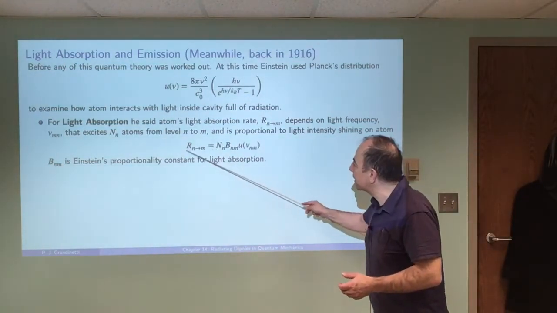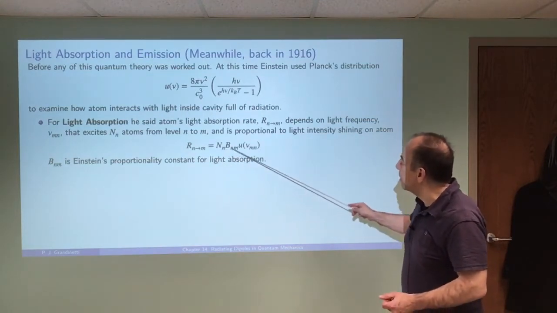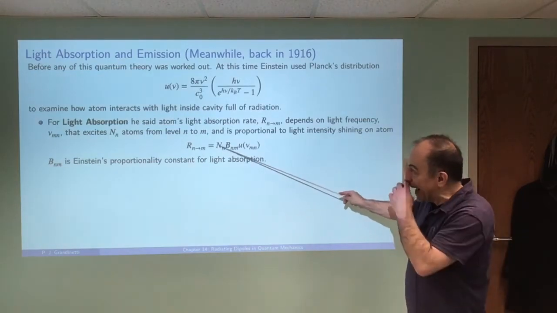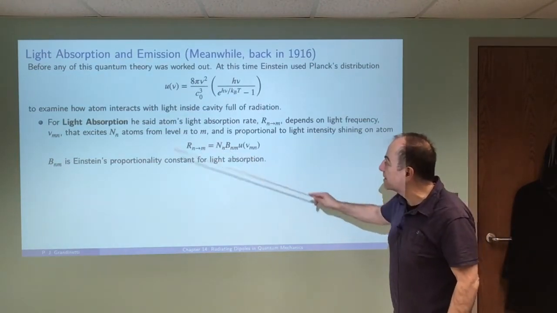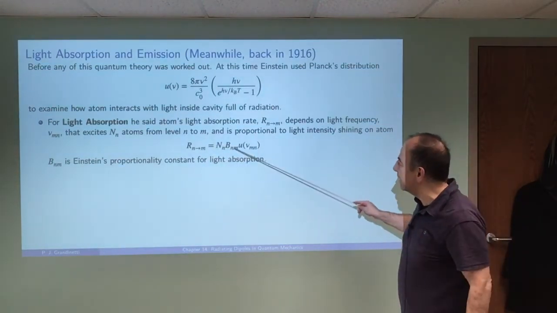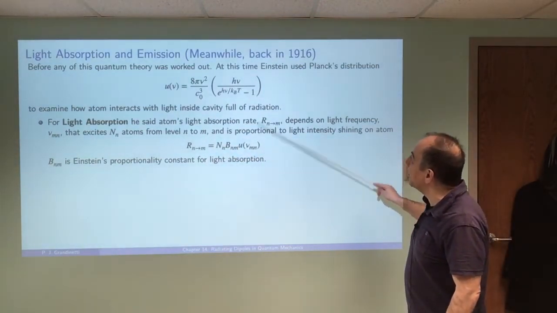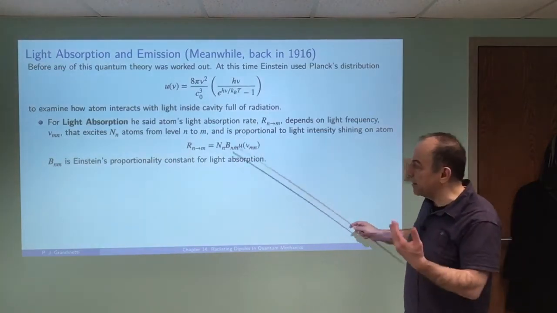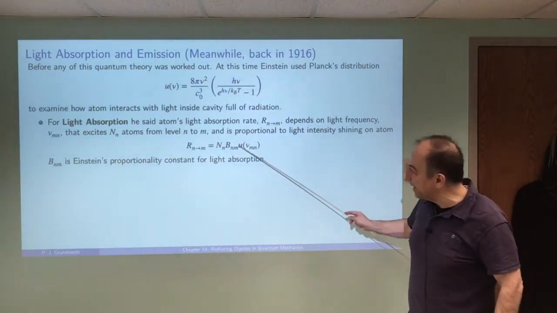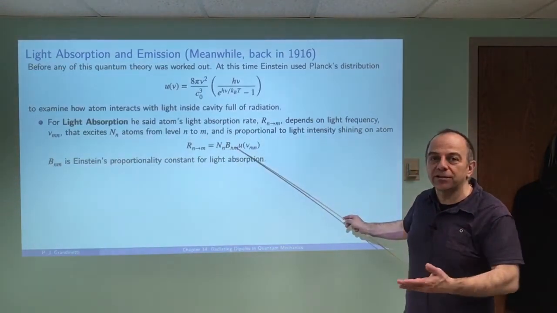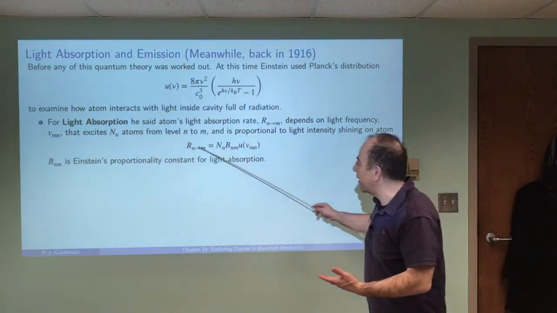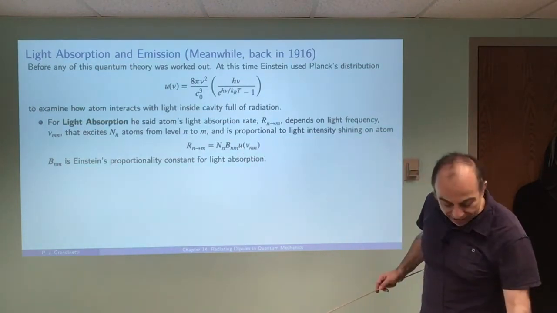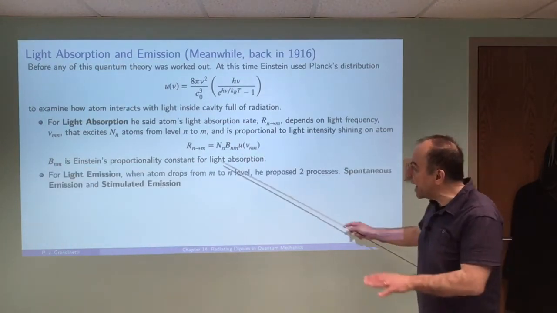And that rate he has here is equal to this expression here, where these terms are: N is the number of atoms that are actually in the nth state that are about to be excited. U is that energy density evaluated at the frequency that is associated with the transition from N to M. And B is this proportionality constant that's yet to be determined, which relates that rate to the number of atoms, the energy density, and this proportionality constant. So that's for light absorption.